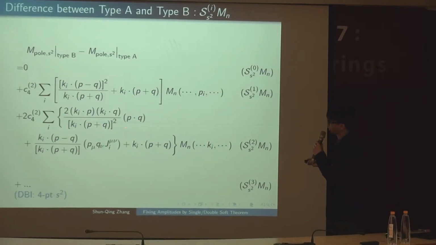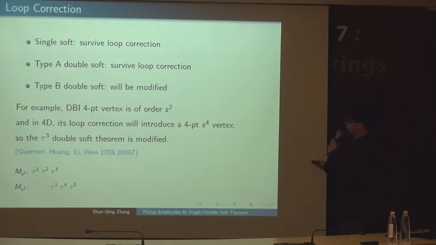So this result can also be calculated by means like CHY. So we just use this diagrammatic way to reproduce this result. So I just introduced to you the single soft and the different type A and type B double soft. And we can also discuss this correction here because for type B we introduced the 4-point vertex.